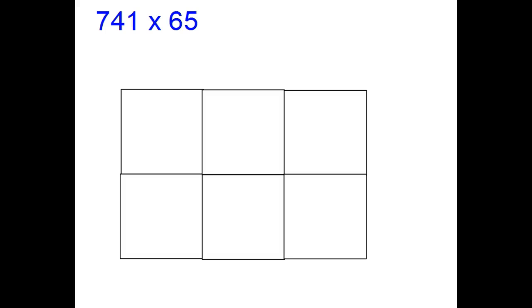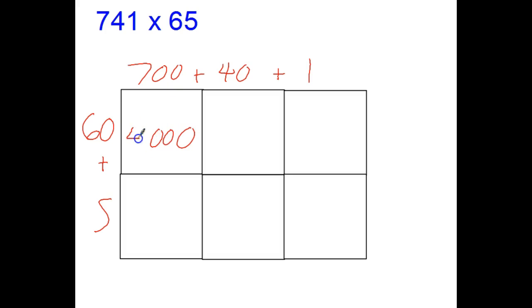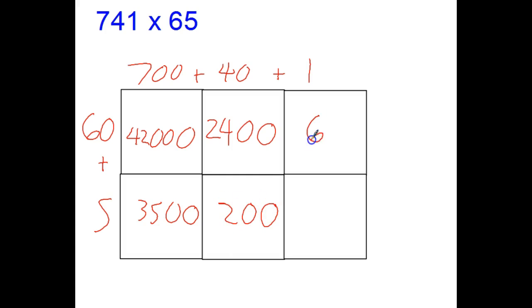So have you tried it out? 700 plus 40 plus 1. 60 plus 5. 700 times 60, I got 3 zeros, and 7 times 6 is 42. 700 times 5, 2 zeros, and 7 times 5 is 35. 40 times 60, 2 zeros, 4 times 6 is 24. 40 times 5, 1 zero, and 4 times 5 is 20. 1 times 60, and 1 times 5.